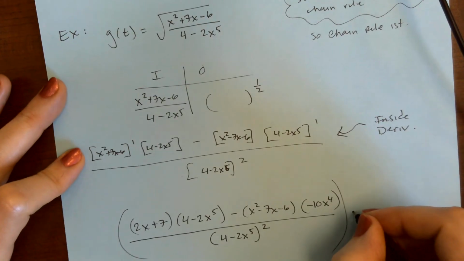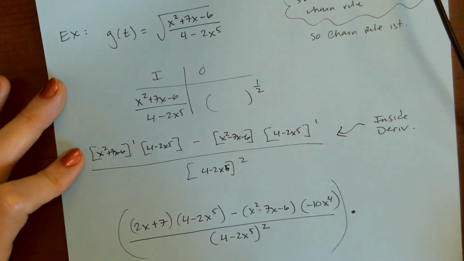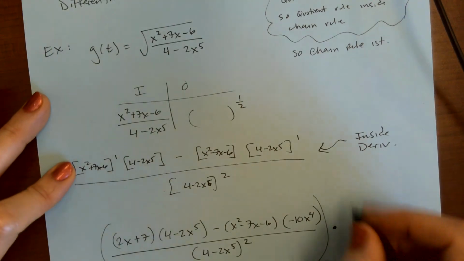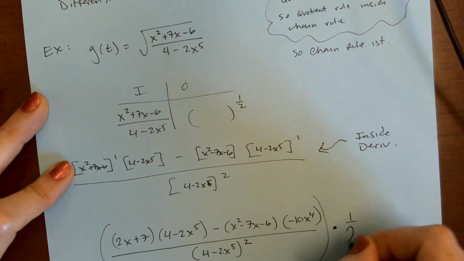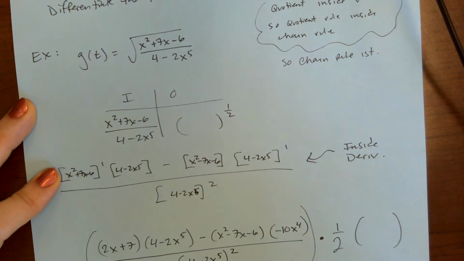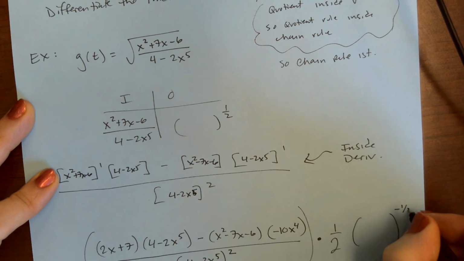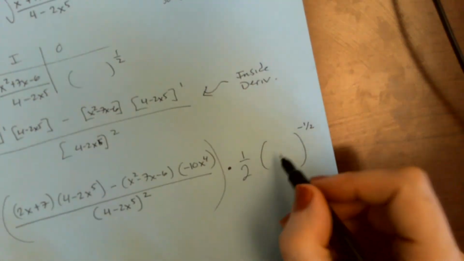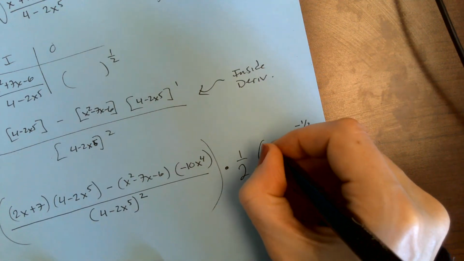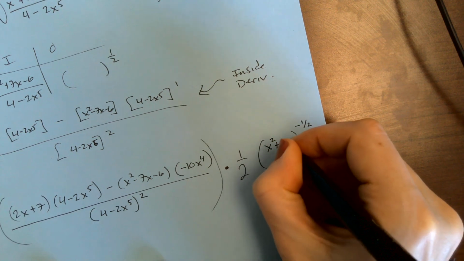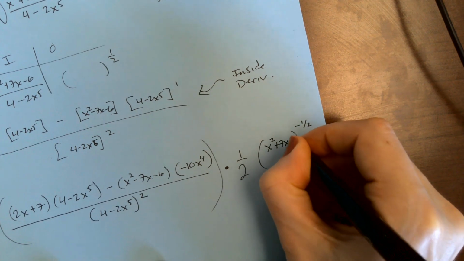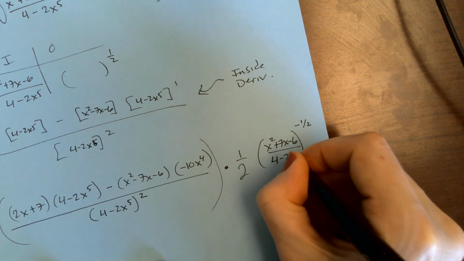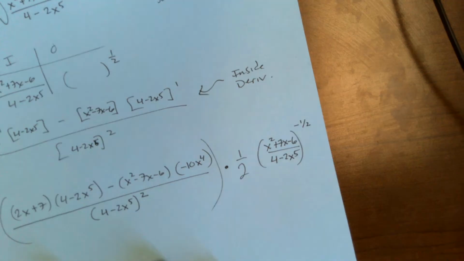Now this is going to be times the derivative of the outside. So I'm going to bring down the half, so this is going to be 1/2 blank to the negative 1/2. I'm using the power rule on that. And then what goes back in the blank is what used to be in there, the original inside, x squared plus 7x minus 6 over 4 minus 2x, to the fifth.